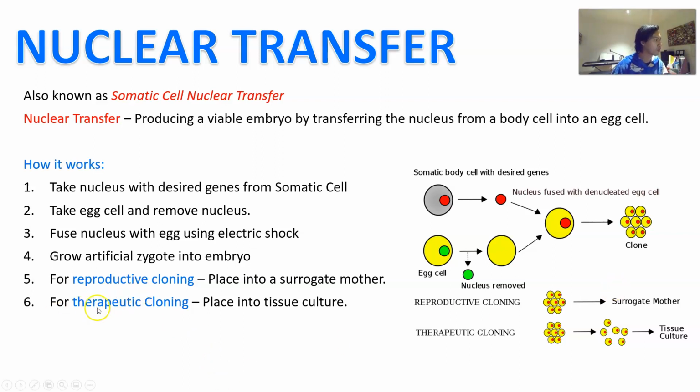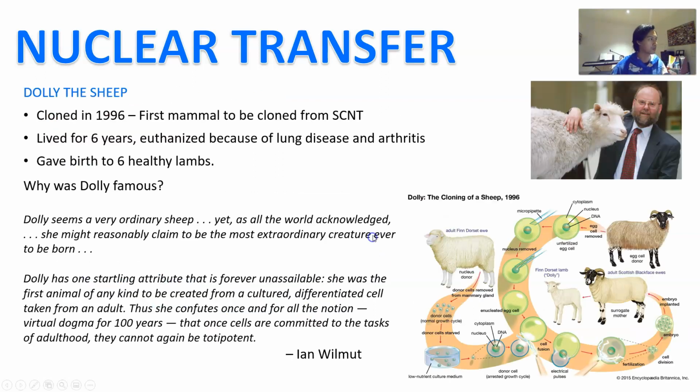So for both therapeutic cloning and reproductive cloning, there are extensive applications if it were possible as a result of current breakthroughs. Now, we can't really talk about cloning if we don't talk about Dolly the sheep, right? Dolly the sheep was first cloned in 1996, and it was the first mammal to ever be cloned using this method of somatic cell nuclear transfer.